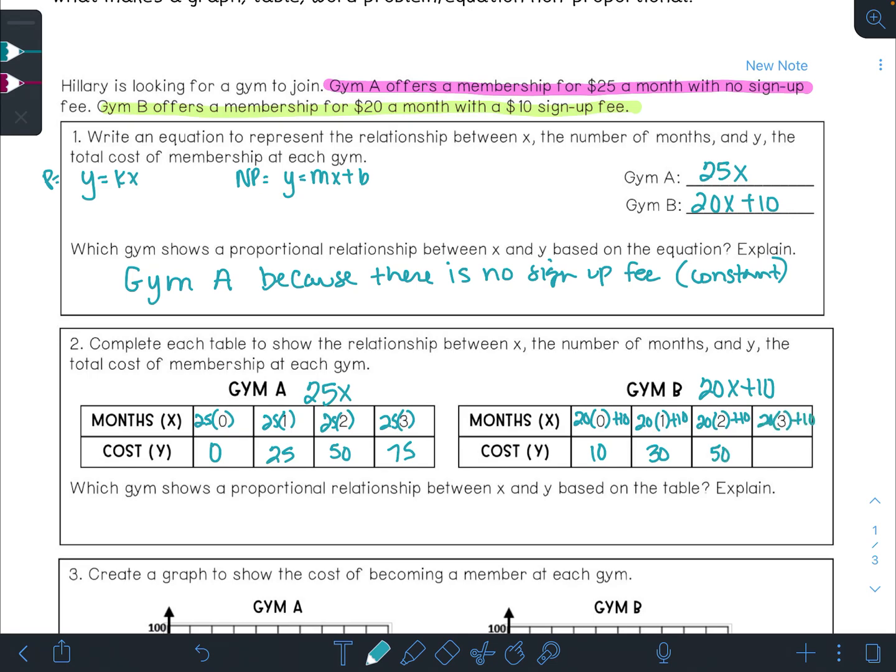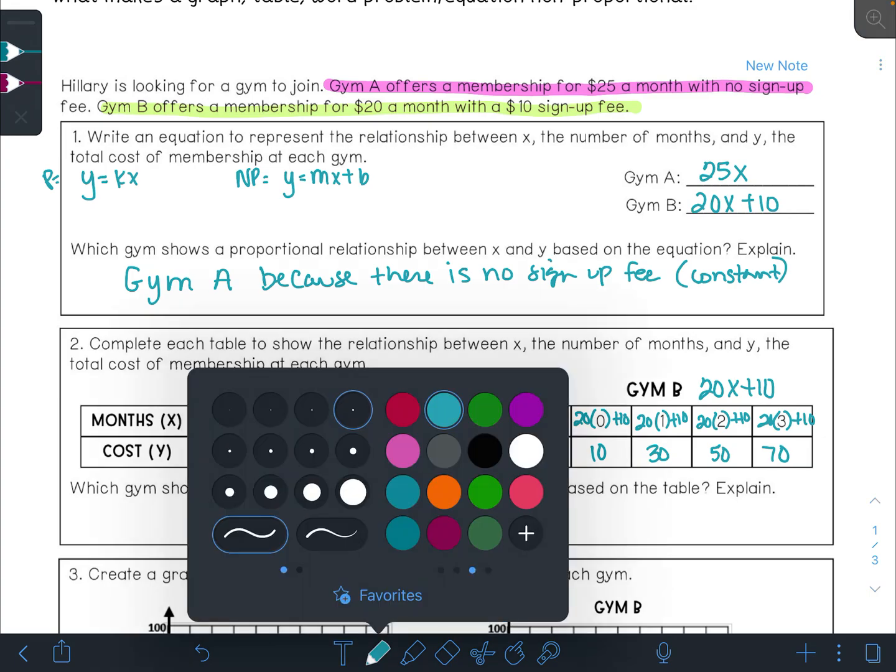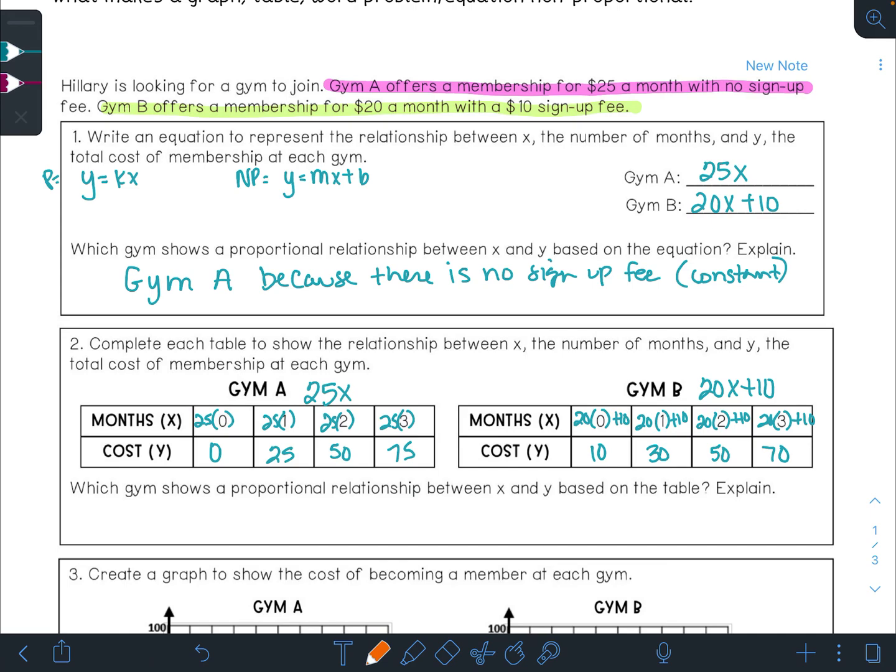And so on. When I'm looking at my two tables, you've seen a lot of this stuff before, pre-corona. So when I'm looking at my tables, I know that there's a constant rate of change. When I go from 0 to 1, I increase by 25, I increase by 25, I increase by 25. This one, I increase by 20, I increase by 20, I increase by 20. So they both have a constant rate of change.